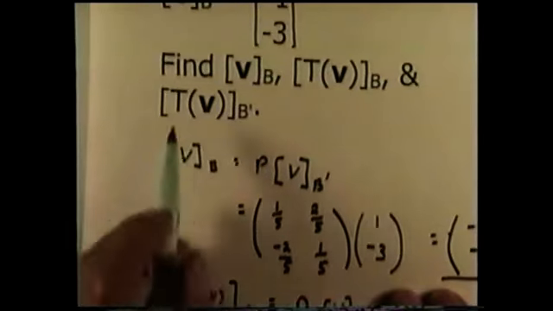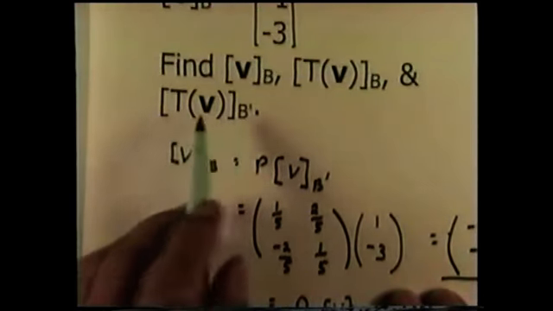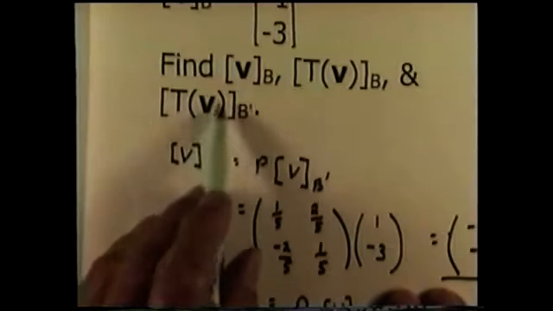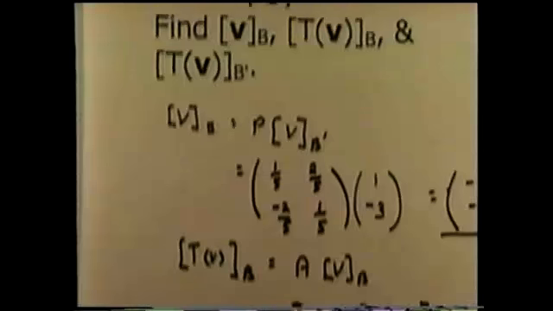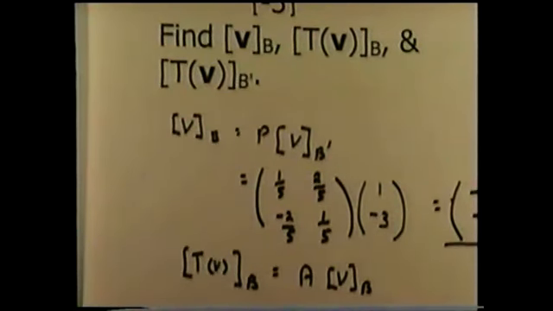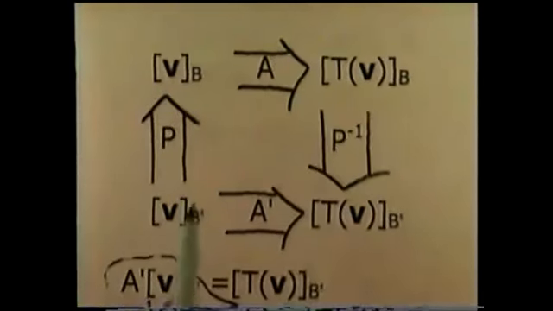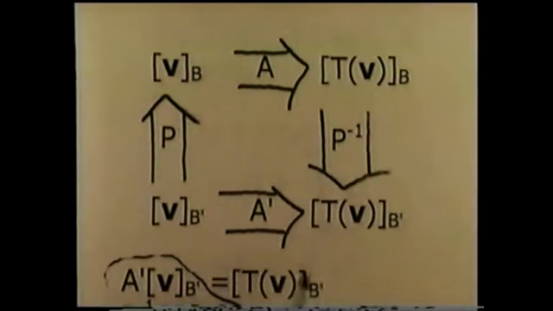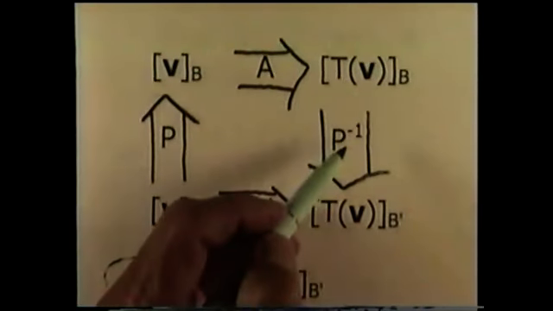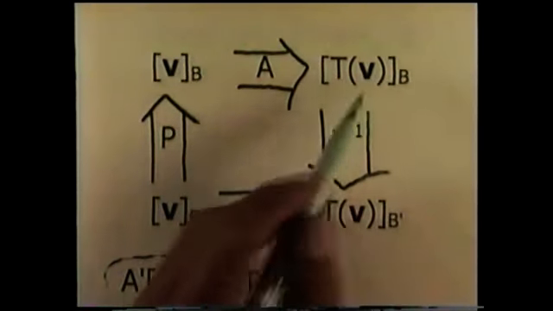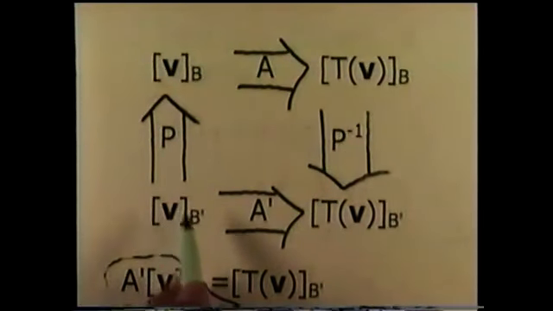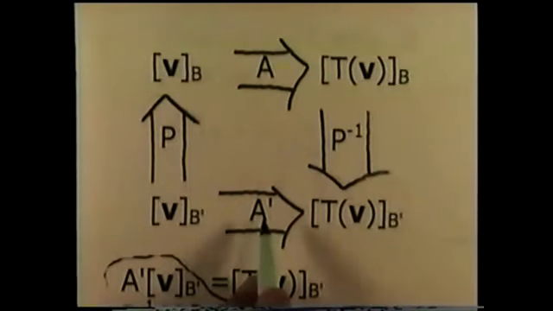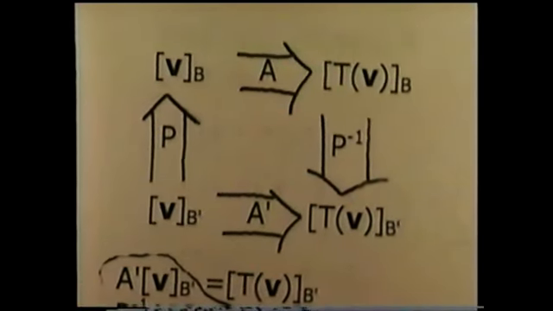And finally, I said get the coordinates of the image of V with respect to B prime. Well, there's two ways of doing that. I can go all the way around, or I can go directly. So I could take this answer, which we already have, and multiply it by the inverse. Or I can go back to V of B prime and multiply it by A prime. I think I'm going this way.